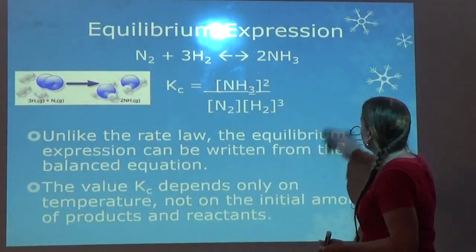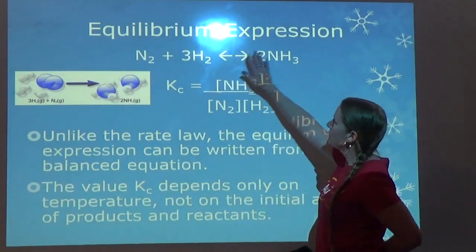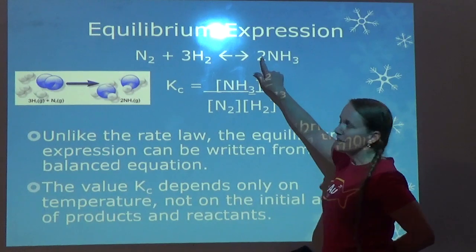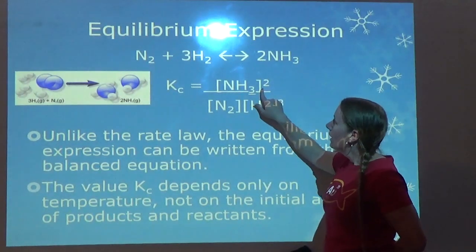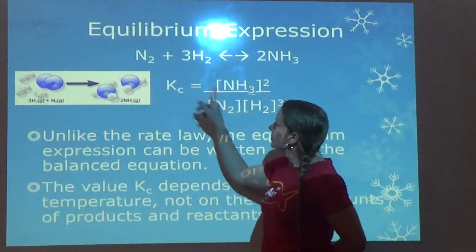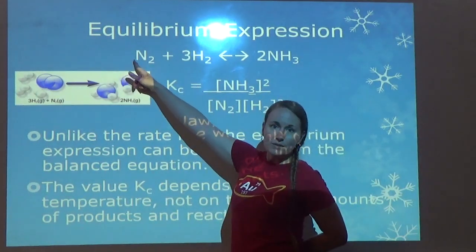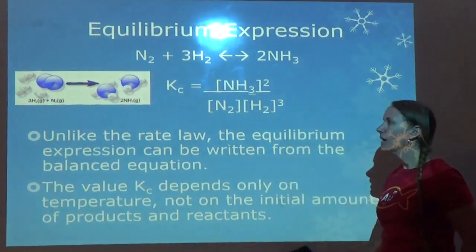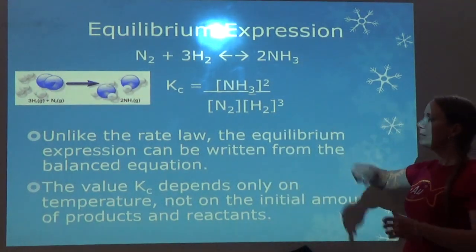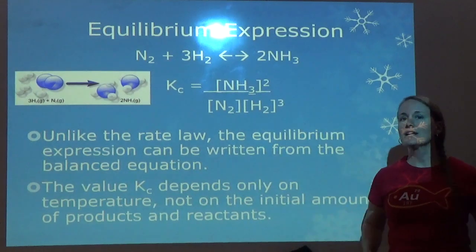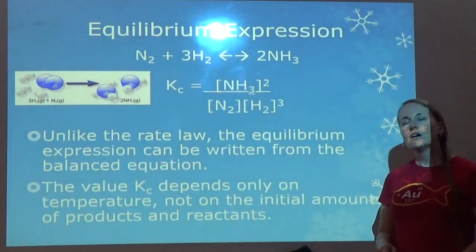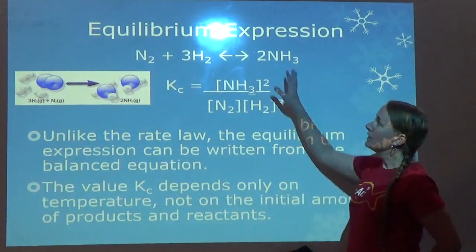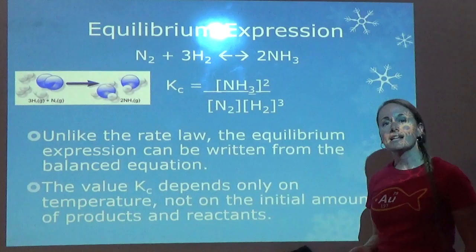All right, so for example, if this was our reaction, remember it's products over reactants. So I'll start over here. It's NH3, but because it has a 2, it's squared. And then over my reactants, it's N2, which has no coefficient, so I don't need a power, and H2, which is to the 3rd power. Now, unlike the rate law, the equilibrium expression can always be written from the balanced equation. For rate laws, we had to know it's an elementary step, otherwise we couldn't just use the reactants. Well, in equilibrium, it's always based on the balanced equation.